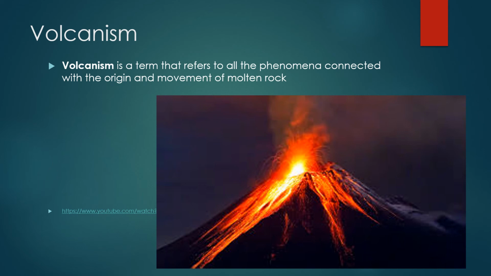Volcanism is a term that refers to all the phenomena connected with the origin and movement of molten rock. This includes the well-known explosive volcanic eruptions and much more quiet events. When magma is expelled on the Earth's surface while still molten, activity is extrusive and called volcanism.